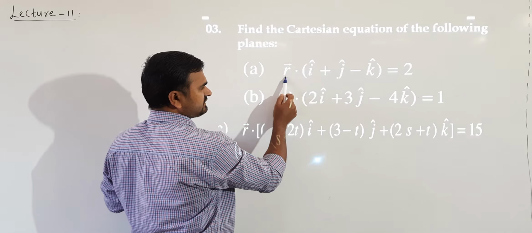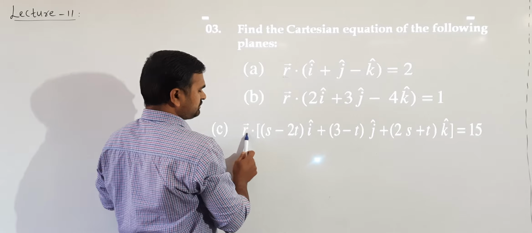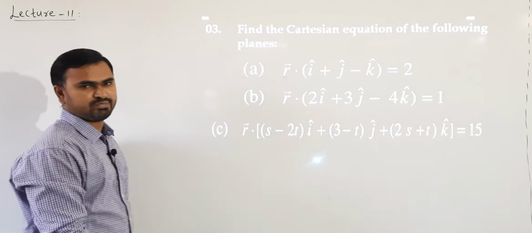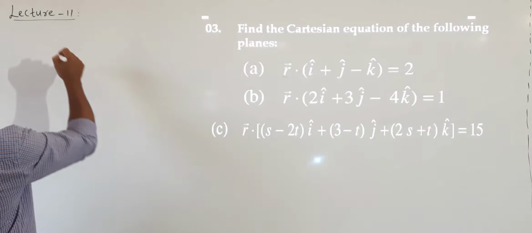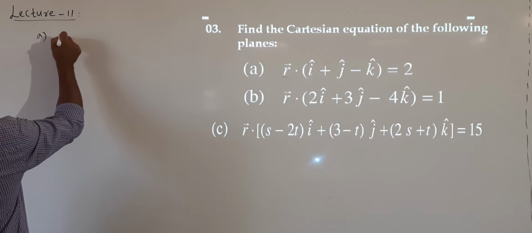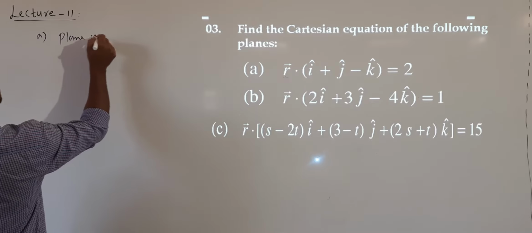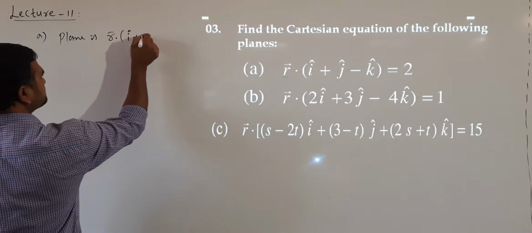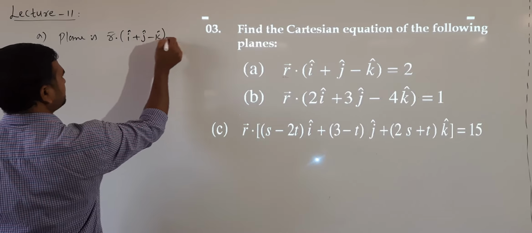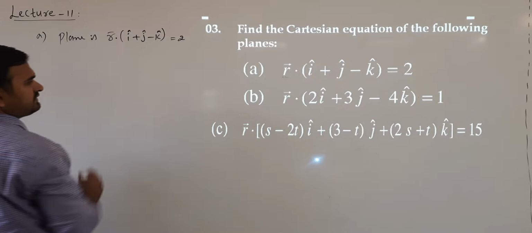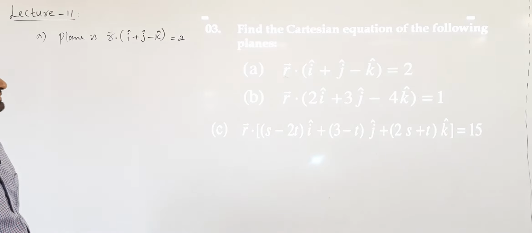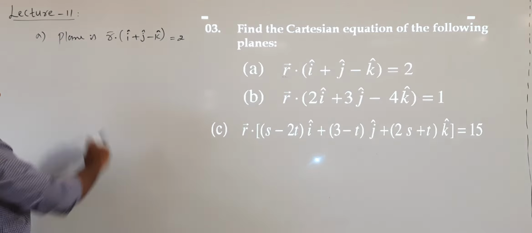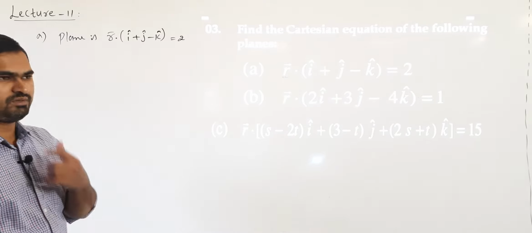What is r bar here? R bar means the position vector of a variable point P. So I will take the first part. The plane is r bar dot (i plus j minus k) is equal to 2. Here r bar indicates the position vector of a variable point.